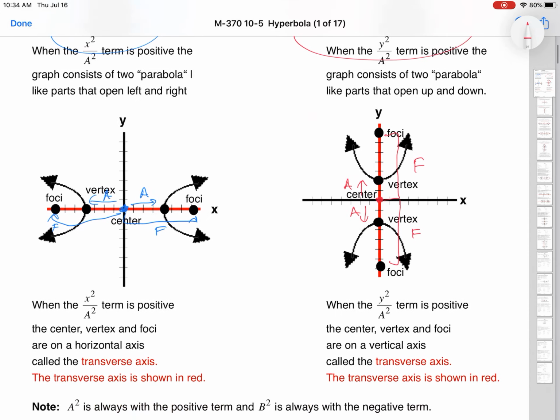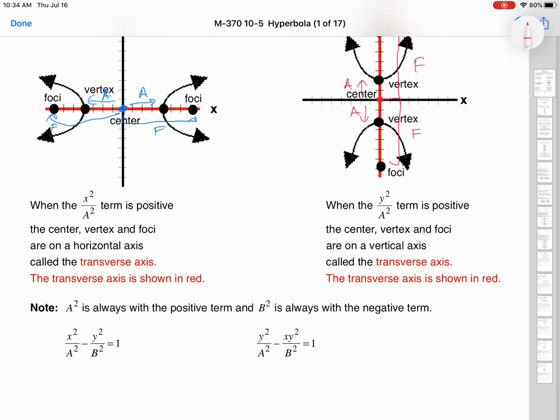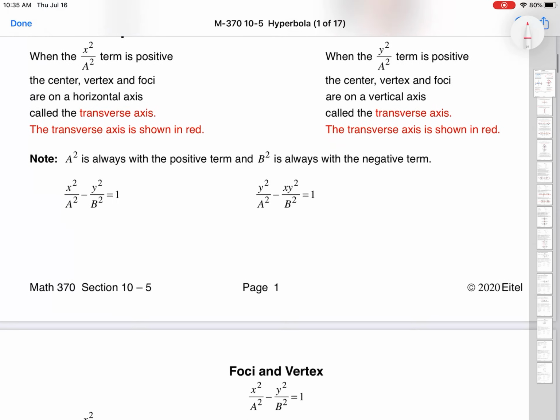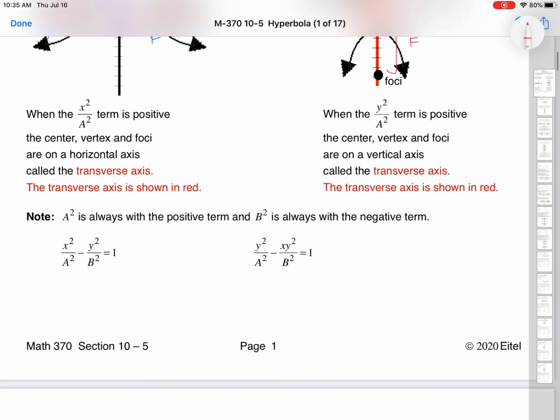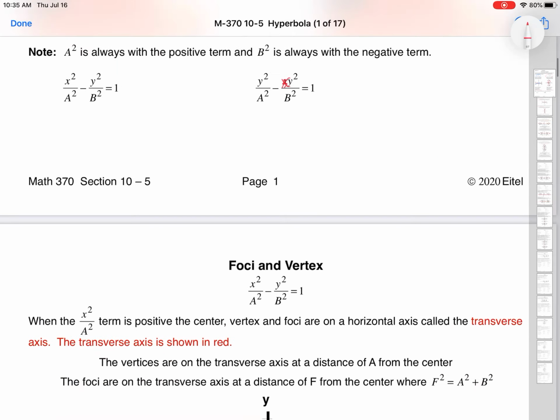And so he gives some terminology about transverse axes. The transverse axis is the axis along the major one. It always corresponds to who the positive term is. Okay, so yes, a squared is always with the positive term and b squared is always with the negative term. This x shouldn't be there. Just cross that out. So he's just giving the forms again.